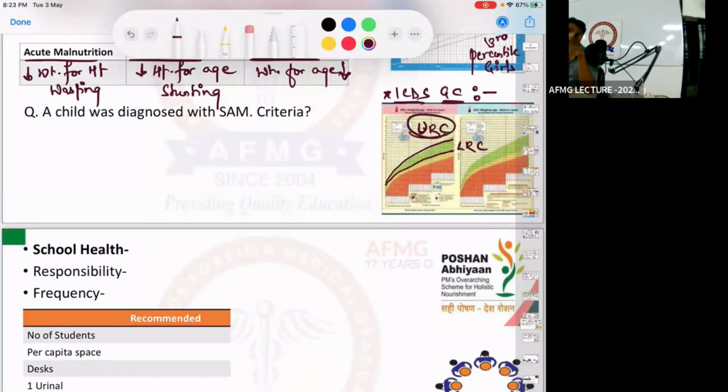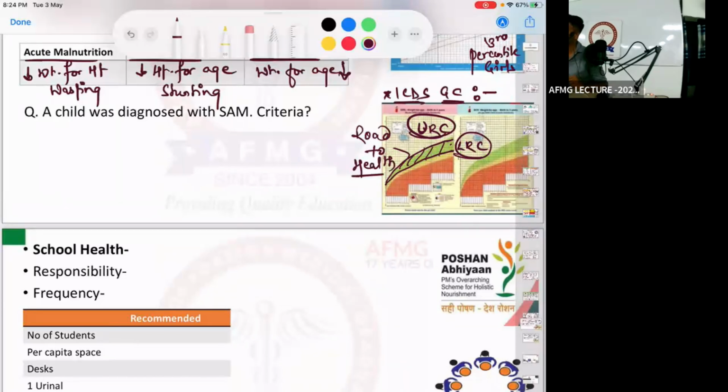So it is equivalent to the WHO standard. That means the upper reference curve is the 50th percentile for boys, whereas the lower reference curve is the 3rd percentile for girls. And the area in between, the green zone, is called the road to health.